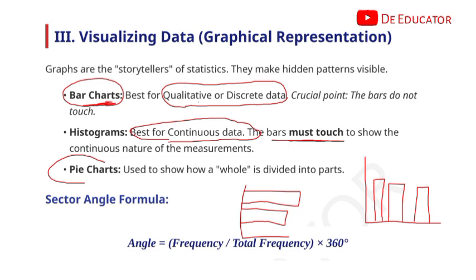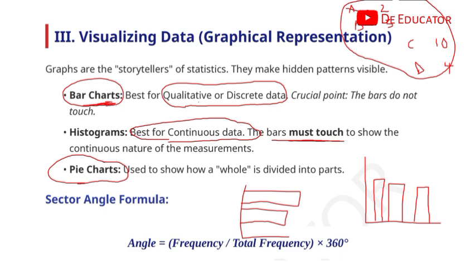Then we have pie charts. A pie chart is used to show how a whole is divided into parts. For example, we have a set of boys in the class, and each brings a certain amount to school. A brings 2 naira, B brings 5 naira, C brings 10 naira, and D brings 4 naira. This is a very good example of data we can represent using a pie chart.